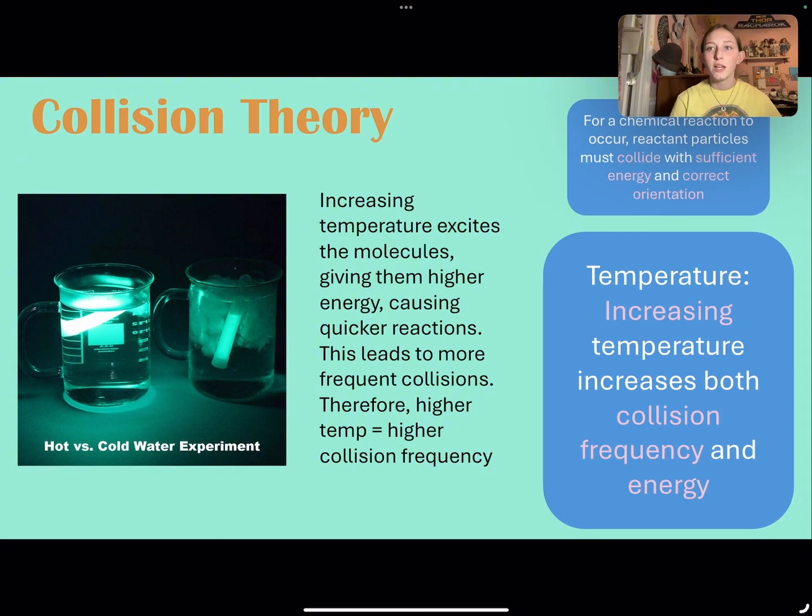This is due to the molecules entering an excited state, which gives them higher energy and causes quicker and more frequent reactions. A great example is placing a glow stick in hot water versus cold water and seeing how it affects it. So the hot water glow stick is going to be much brighter and more vibrant than the cold water glow stick. This is due to the fact that the molecules are excited, they're moving around, they're causing many more collisions, and it's just a quicker reaction rate. And so therefore higher temperature leads to higher collision frequency and higher energy.